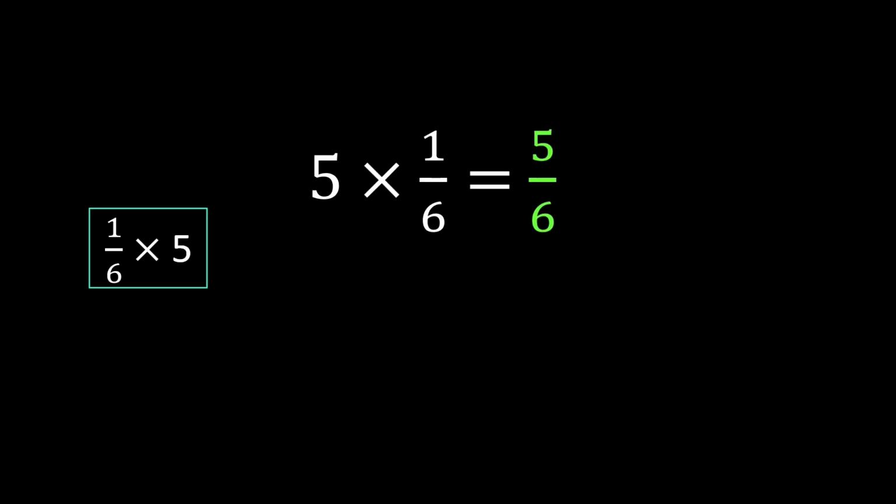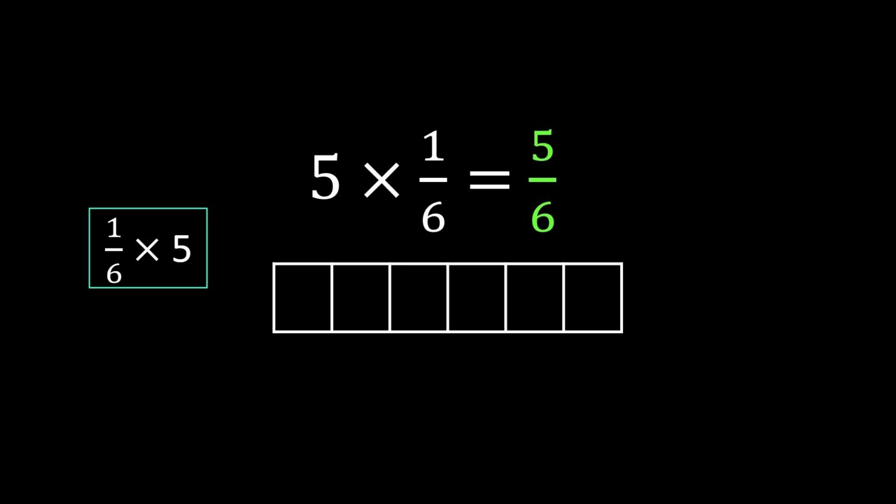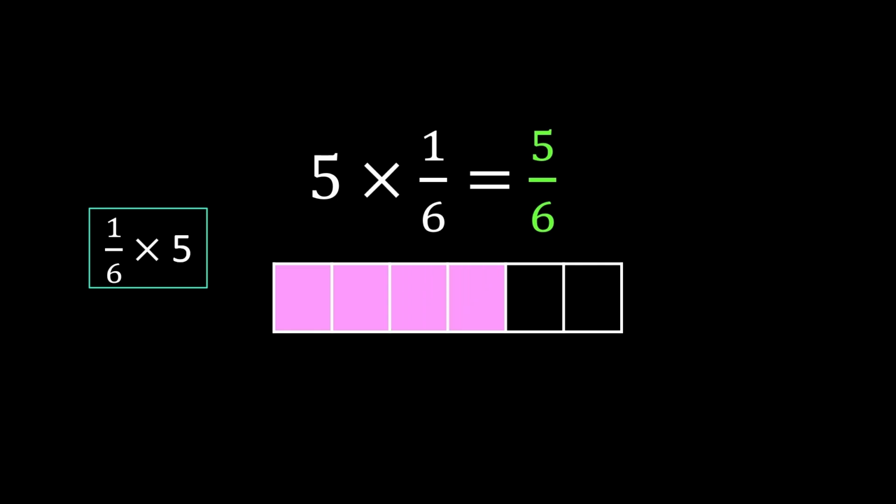Another way to think about this problem is using the commutative property and think about this as 1/6 times 5, which we can model by drawing a whole divided into 6 and then shading 1/6 5 times. No matter how you approach shading a model to show 5 times 1/6, 5 times 1/6 equals 5/6.